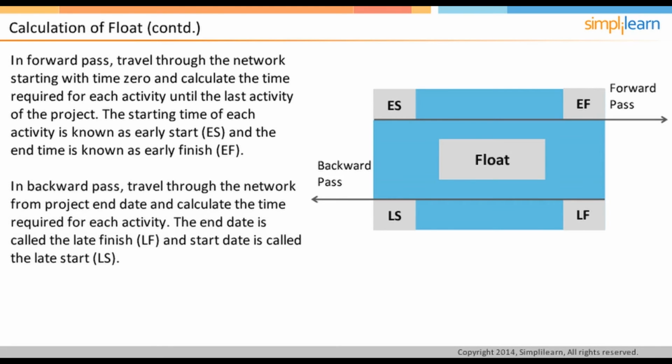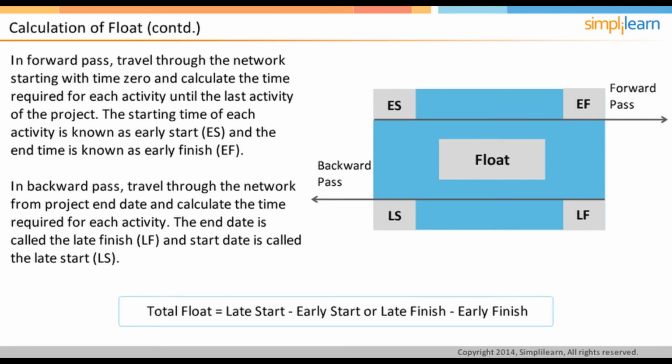Alternatively, in backward pass, you can travel through the network from the project end date and calculate the time required to complete each activity. The end date in this approach is called the late finish, and the start date of the activity in this approach is called the late start. The float of the activity is either the difference between the late start and early start, or the difference between the late finish and early finish. Both the differences work out to be the same. Before the start of the CAPM exam, please make a note of the total float formula. Let us understand the critical path calculation with an example in the next screen.